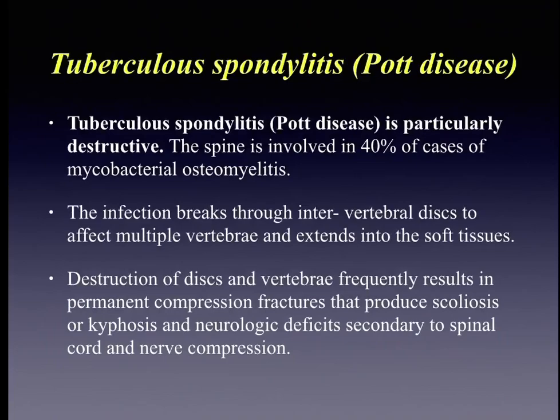And in Pott's disease, the infection breaks through the intervertebral discs and can in turn affect multiple vertebrae and extend into the soft tissues. So because of this extension of the infection, there can be destruction of discs and vertebrae, which can result in permanent compression fractures. So this in turn leads to the formation of scoliosis or kyphosis. Because of spinal cord and nerve compression, patients can experience some neurologic deficits.